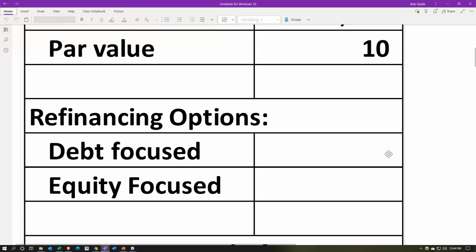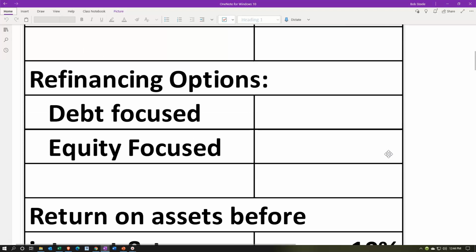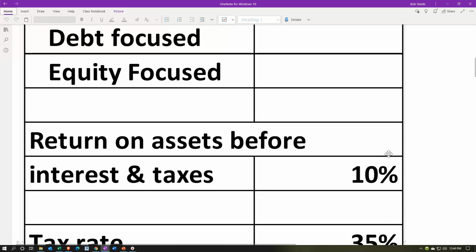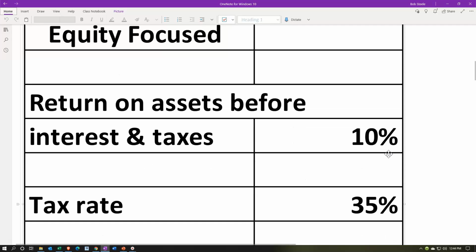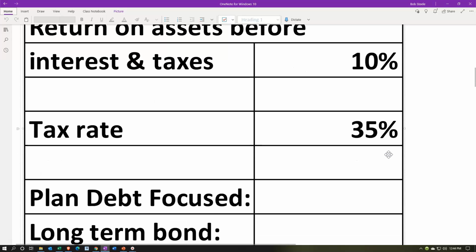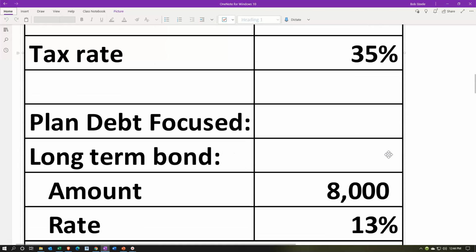We have two options there now for refinancing, one leaning more towards debt, the other leaning more towards equity. So we're going to say that the return on assets before we do this is going to be 10%. We're getting a return on our assets. The assets are used in order to generate revenue. We're thinking about our return on the assets being the 10%. The tax rate's going to be 35%. And then we're going to have our plans here.